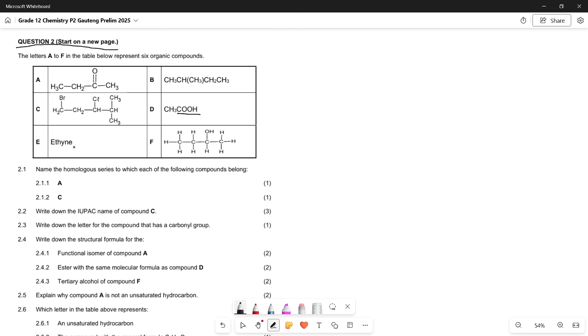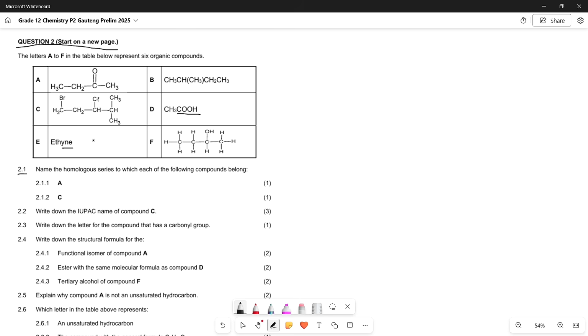And then E, we have ethyne. This is a triple bond for a hydrocarbon. And then as we can see here, we have an OH for F. This is some sort of alcohol with our hydroxyl group over there. So 2.1 says, name the homologous series to which each of the following compounds belong.